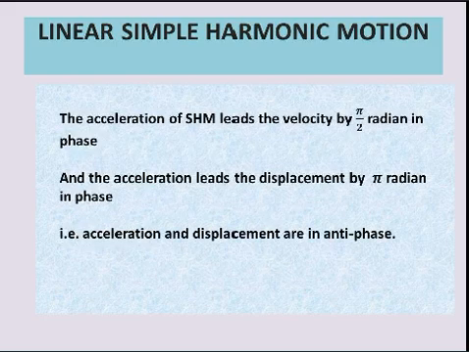The acceleration of simple harmonic motion leads the velocity by pi by 2 radian in phase. Very important. Now acceleration and velocity: acceleration leads the velocity by pi by 2 radian in phase, and if we compare acceleration and displacement, then the acceleration leads the displacement by pi radian. Earlier it was pi by 2, now here it comes pi radian, meaning acceleration and displacement are opposite to each other, they are anti-phase to each other, they are out of phase to each other.